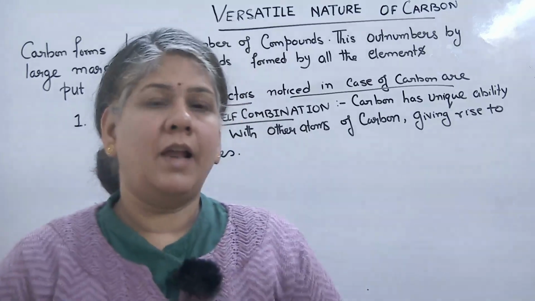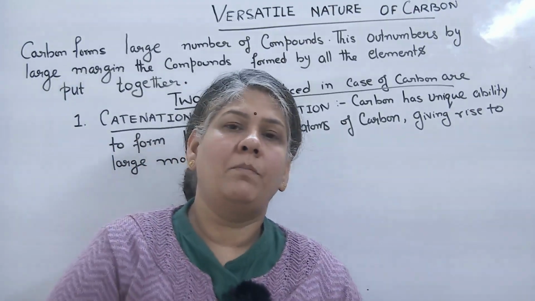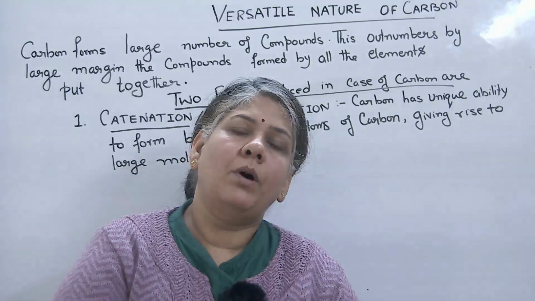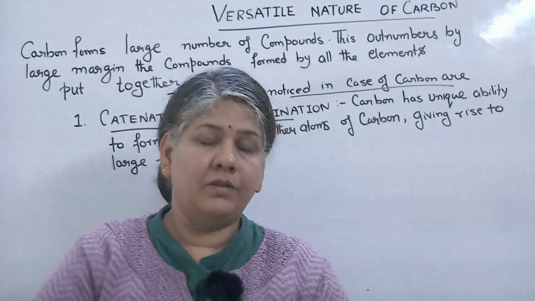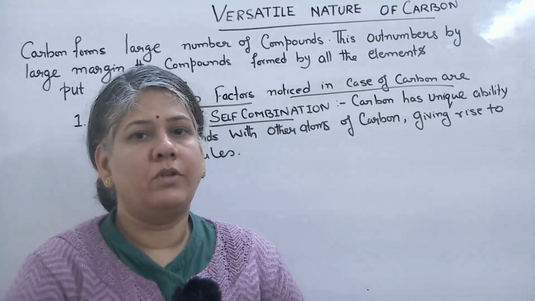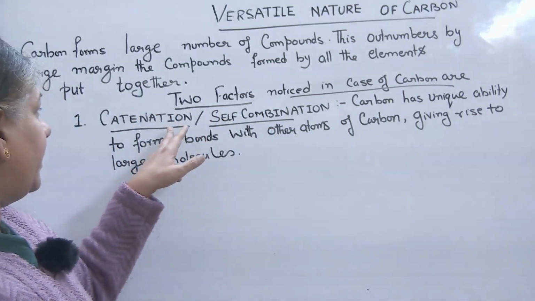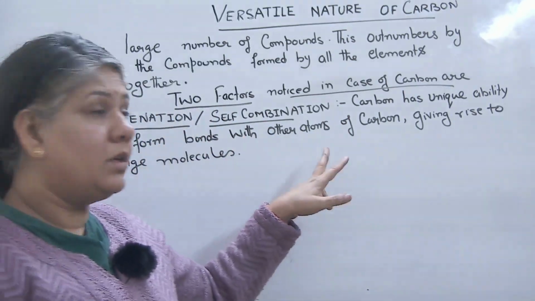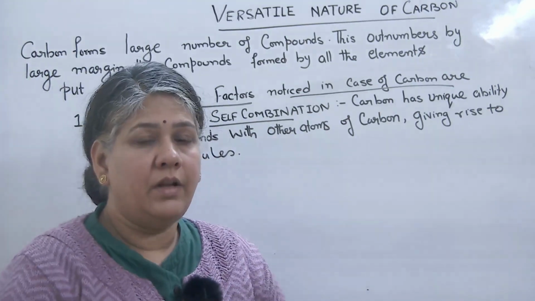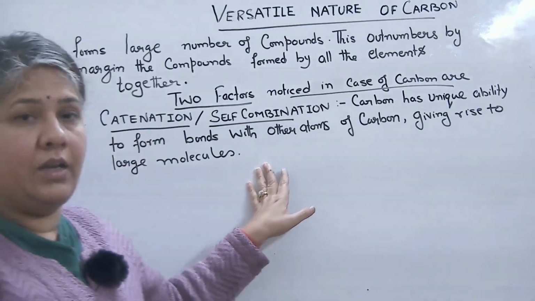Let's see the versatile nature of carbon. Carbon forms a large number of compounds, much more than the number of compounds formed by other elements. This uniqueness of forming a large number of compounds is because of two factors that we'll see in a while. The first one is catenation or self-combination. Another factor is the tetravalency of carbon. So let's understand catenation first.